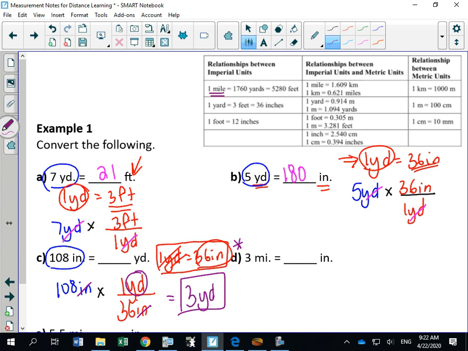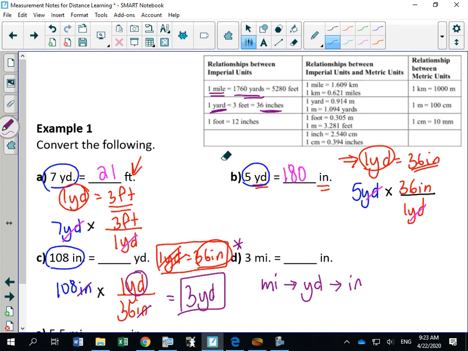I can go from miles to yards as my first conversion. And then once I have yards, I can go, let's say, from yards to inches, because 1 yard is equal to 36 inches. Right? That was one of the pathways I could do.